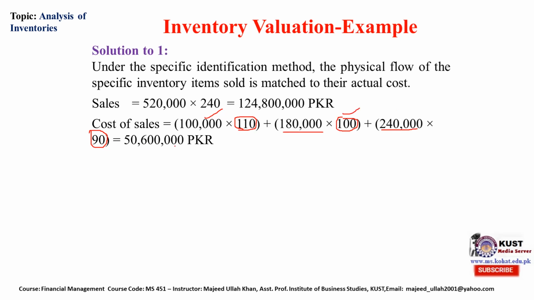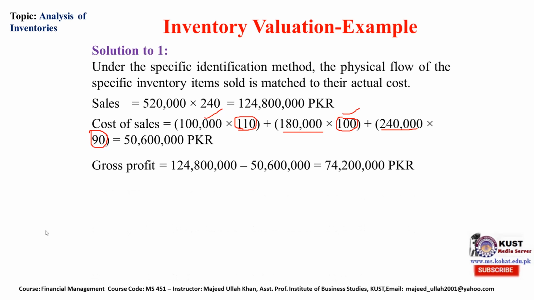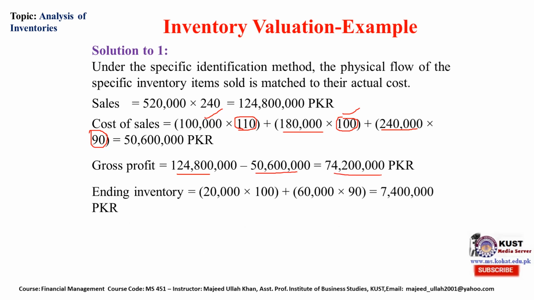Total cost of goods sold is 50,600 PKR. Now gross profit is equal to sales minus cost of goods sold, that is equal to 74,200 PKR gross profit. Ending inventory is, since there are 600 units, when 520 have been sold, we are left with 80 units.